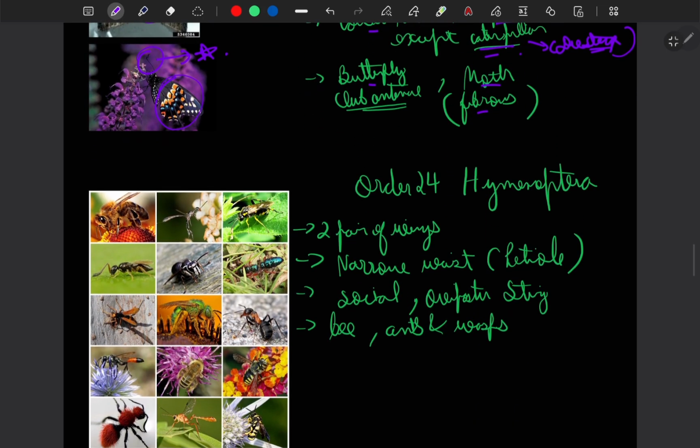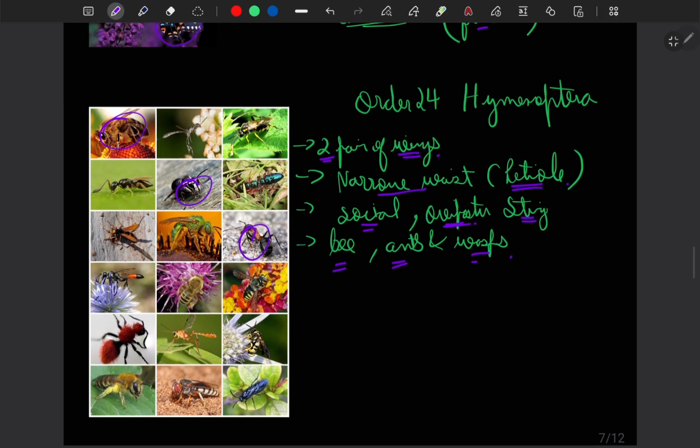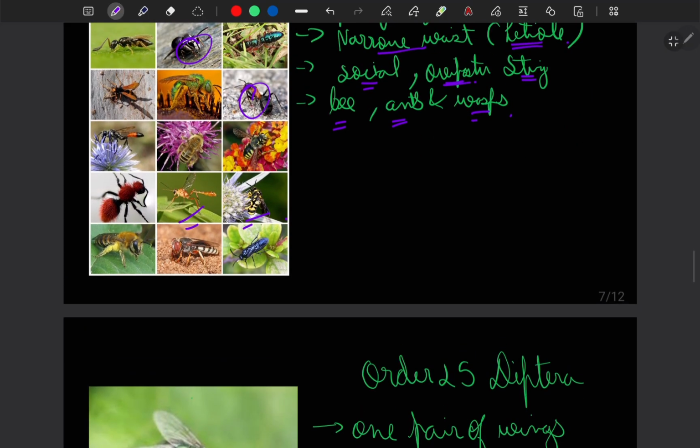The next order is Hymenoptera. Hymenoptera comprises two pair of wings and they have a narrow waist which is also known as petiole. They are social. They have oviposition stings. The examples here are bees, ants and wasps. The clear breakdown of the word here, hymen is membrane, and membranous wings. All of them comprise membranous wings, as you can clearly see.